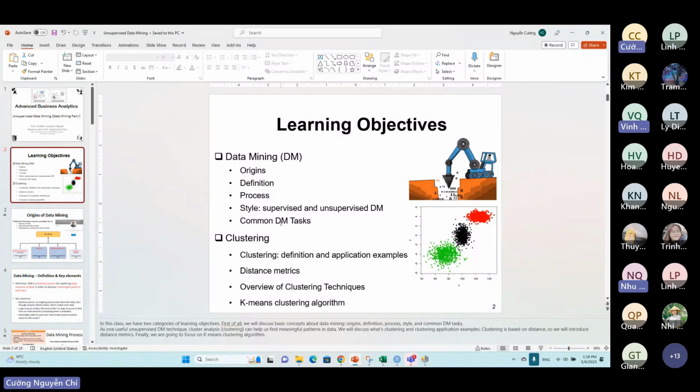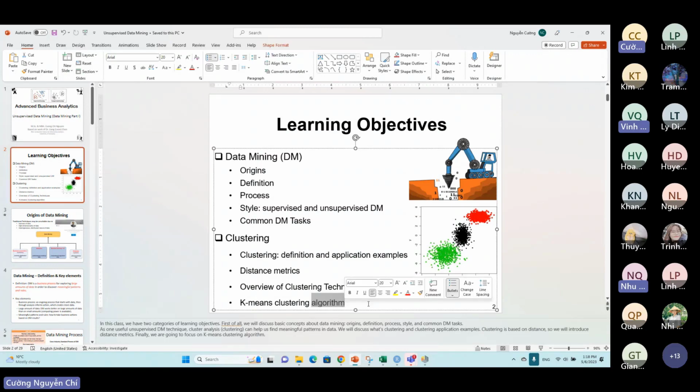Some of the applications of data mining. Finally, we go very deep into clustering, which is one of the unsupervised data mining methods: the definition, how we can calculate clustering, and the algorithm behind it. When I say algorithm, it means thuật toán. But anyway, it's not that hard. Don't worry, I try to simplify it as much as possible for you. Okay.